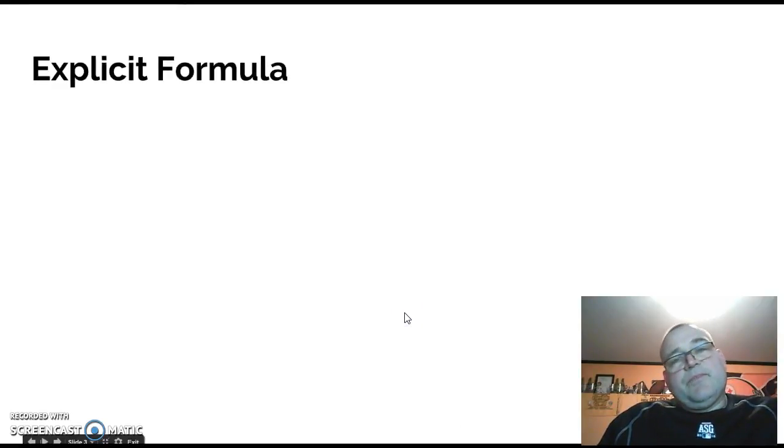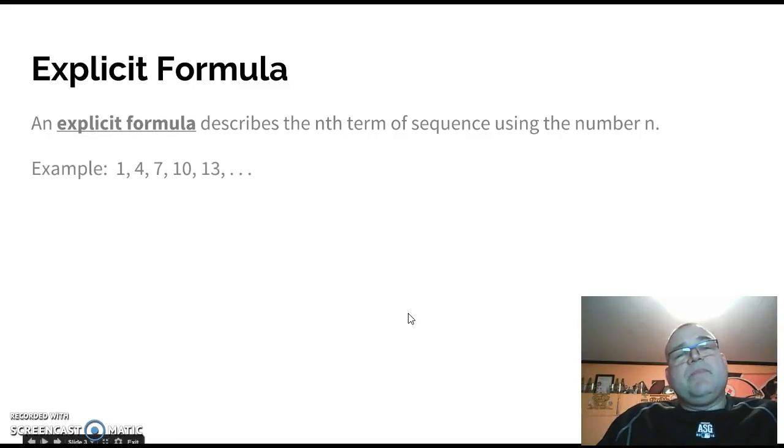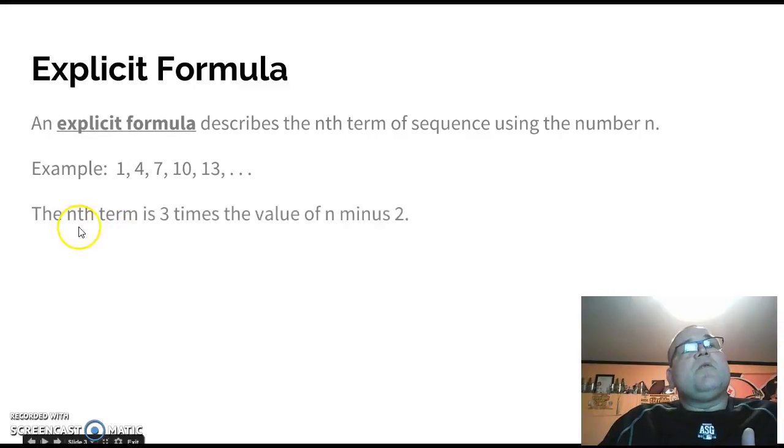Explicit formulas. Sometimes we like to define our sequences by an explicit formula. It describes the nth term of the sequence by using the number n, the term that we're after. For example, take a look at this sequence: 1, 4, 7, 10, 13. Notice that every term goes up by 3. Therefore, the nth term is 3 times the value of n minus 2.